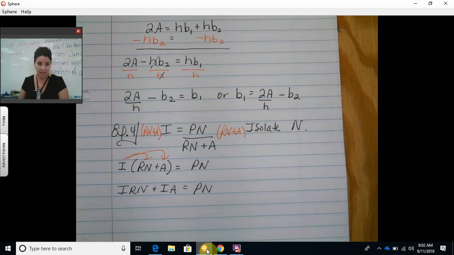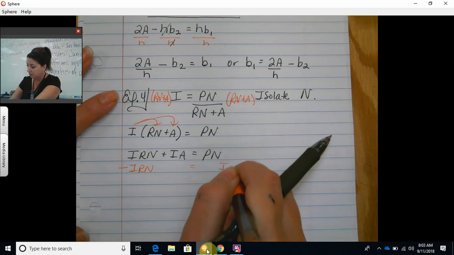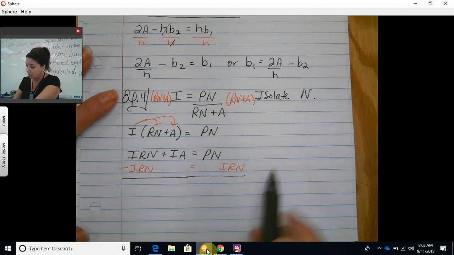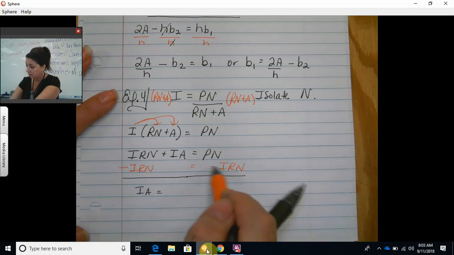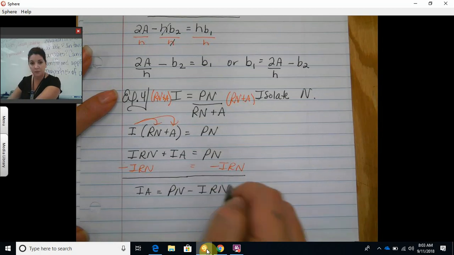I'm trying to isolate the N. What could I do? Well, I still have this N over here. So let's move the N's so that they're on the same side. So I'll subtract IRn from both sides. So on the left, I would just be left with IA equals, subtracting, Pn minus IRn.